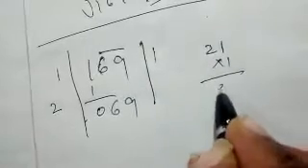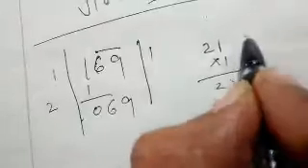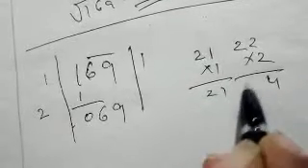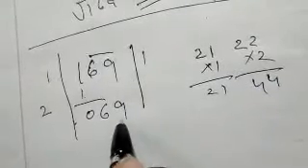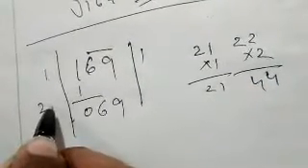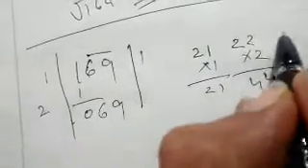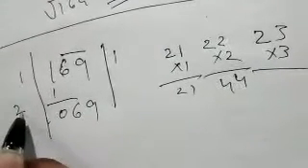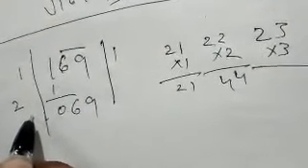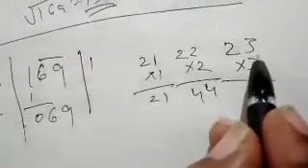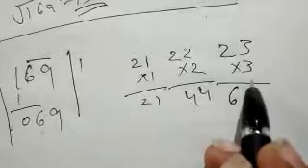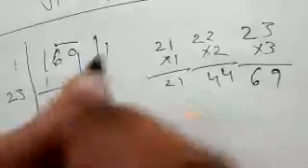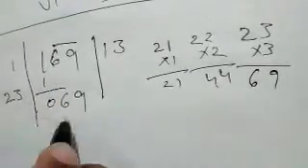So 22, you are taking 22 into 2, so 44. You are trying to match this number. Whatever number you take at the side, you have to multiply with the same number. For example, I am going to take 23 into 3. So 3 threes are 9, 69. So exactly we got the number. So 23 into 3, 69.